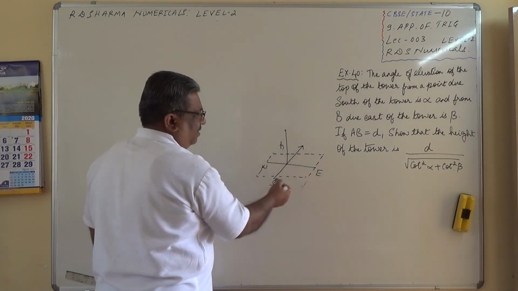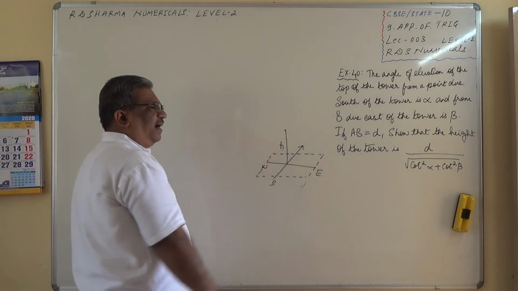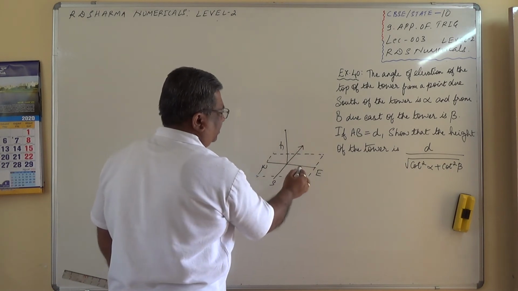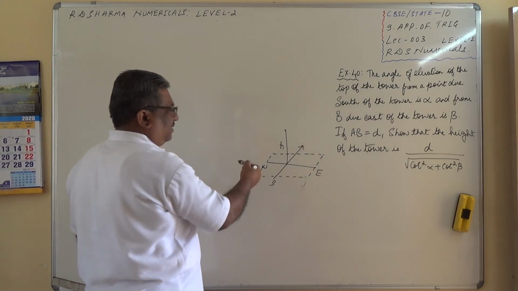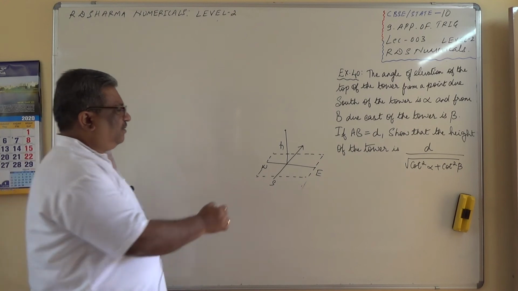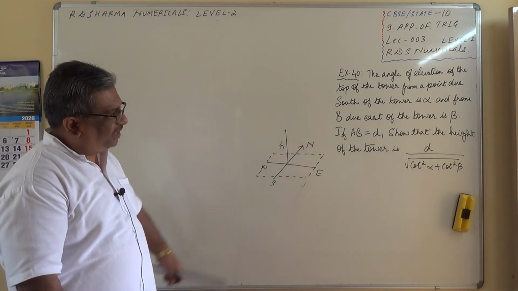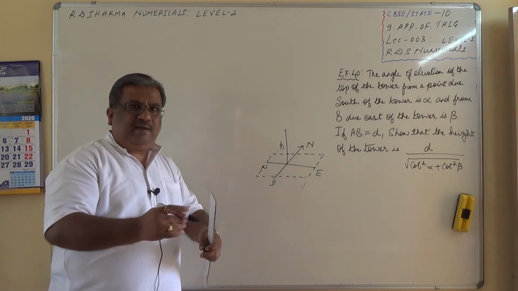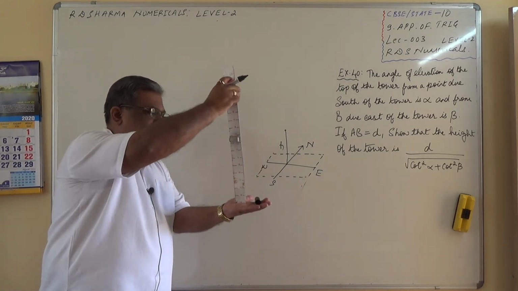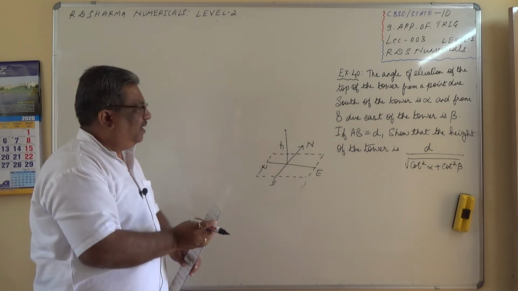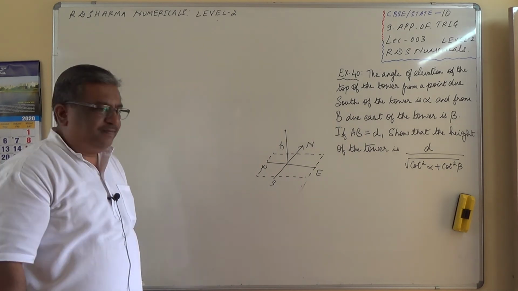This is a plain ground on which the tower is standing, and this side is east, this side is west, this side is south, and this is north. This is north, south, east, west, and this is the tower, how it is looking on a plane. This is a tower on a plane which is standing like this. I hope with this you should be able to visualize it.